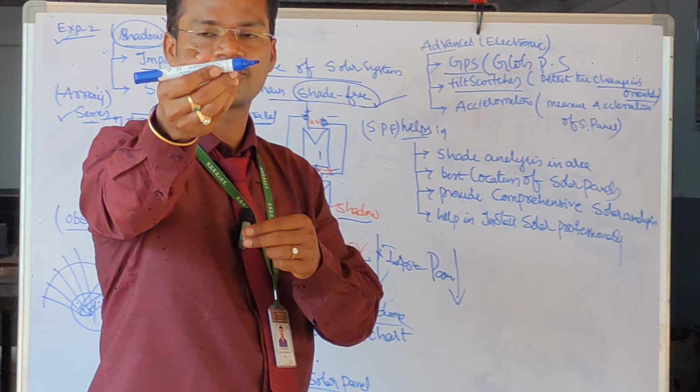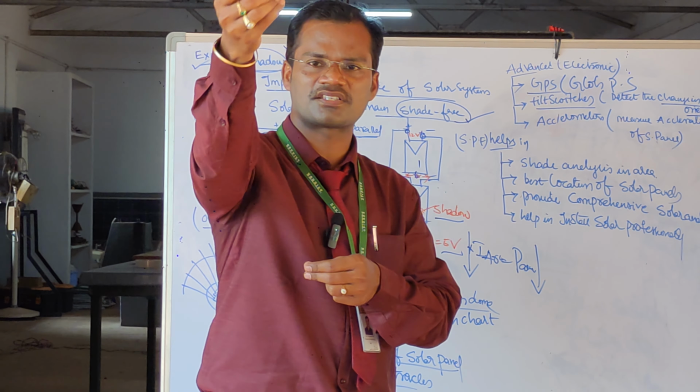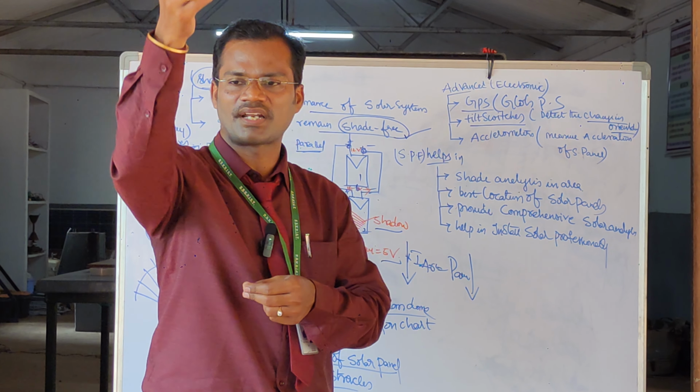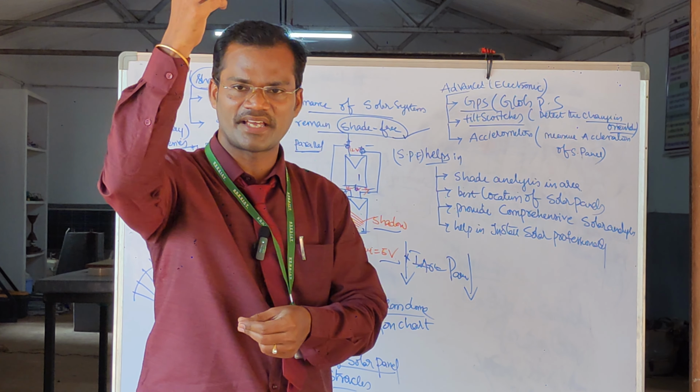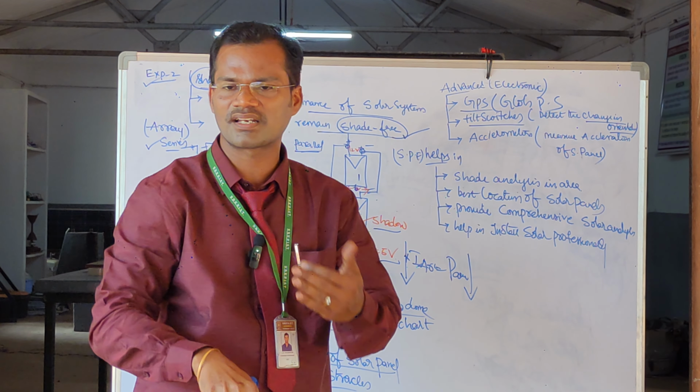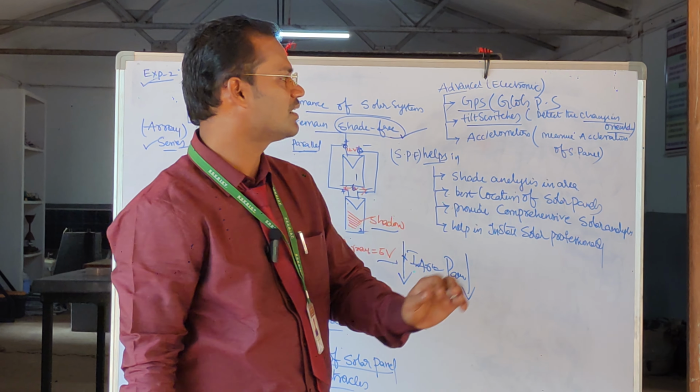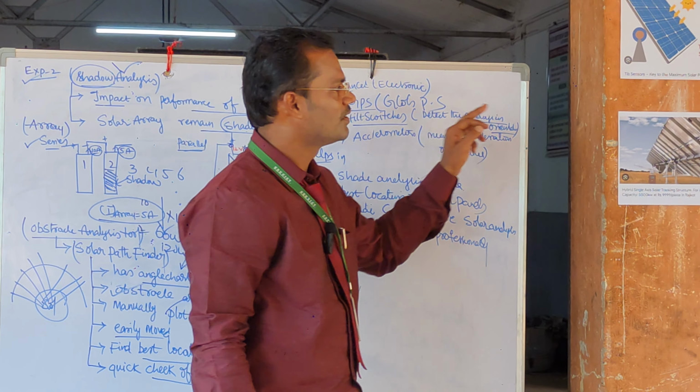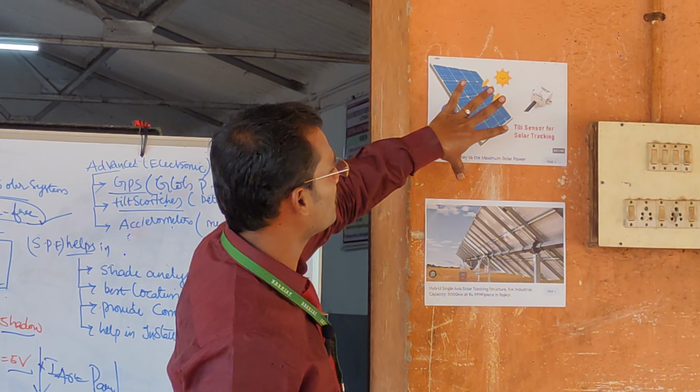For example, your solar radiation is coming from 6 a.m. to 9 a.m. Automatically your solar direction has changed, and the solar panel can automatically adjust on its own. That is called tilt switches. Okay, you can see here the solar panel can be tilted.